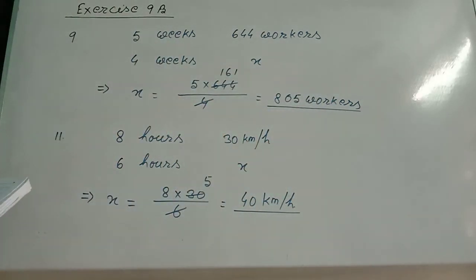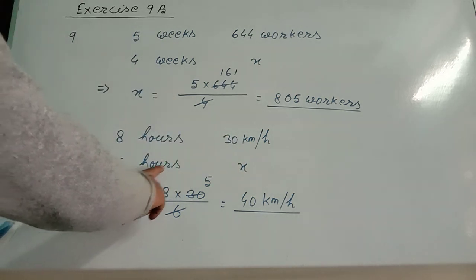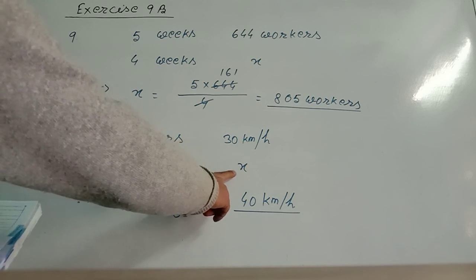Question number 11. Anita travels at a speed of 30 km per hour and reaches her destination in 8 hours. How fast should she travel to reach her destination in 6 hours? Here speed is asked, so I have kept the speed at right hand and the number of hours at left hand. 8 hours, 30 km per hour. So to reach in 6 hours, speed required is x km per hour.